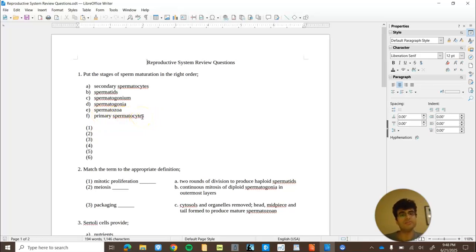After that, it undergoes the first round of meiosis, becomes the secondary spermatocytes. Then another round of meiosis to become the spermatids. That is going to undergo packaging, becomes the spermatozoa. So the right order for this would be C, D, F, A, and E.